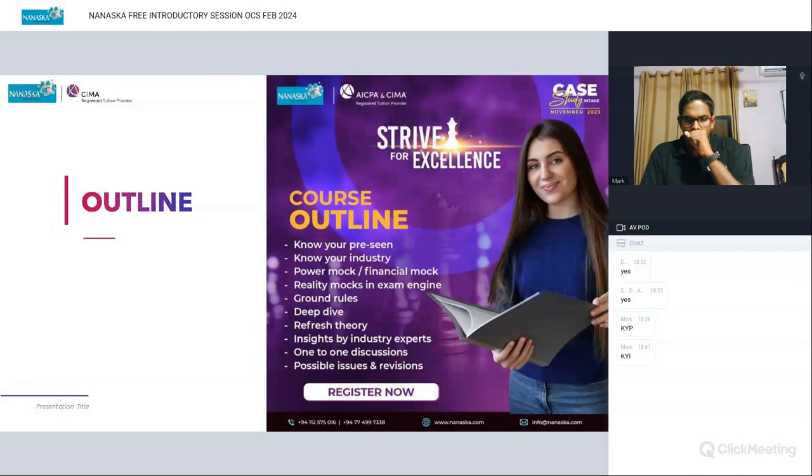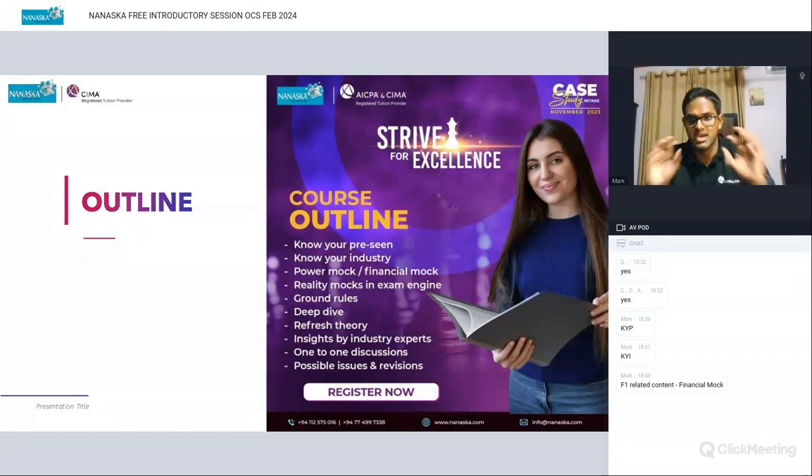Let's look at number 3. We take you through the power mock and the financial mock. The financial mock is all the F1 related content. All the F1 related content will come under the financial mock. That will have your accounting standards, working capital management, investment in the short term, things like that. All the F1 related possible questions which the examiner can ask you in the exam are under the financial mock. Again, you don't have to attempt it. It's reference material. You get the mock and the answer which you have to study, and it's for your reference.